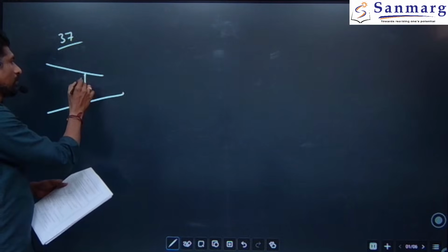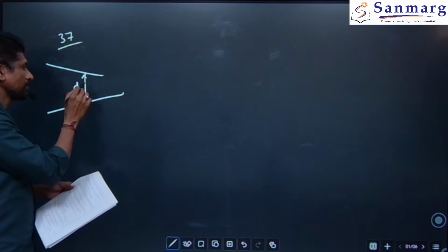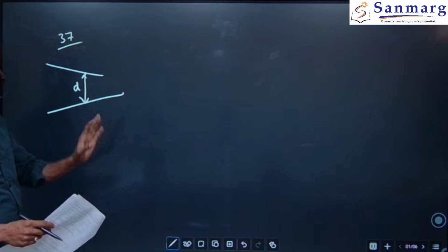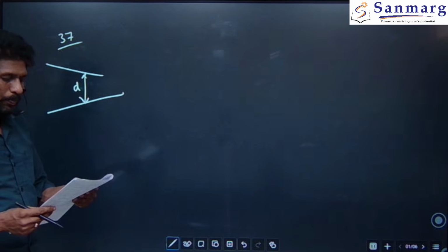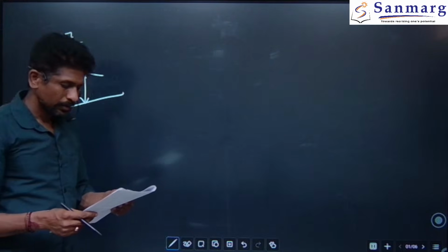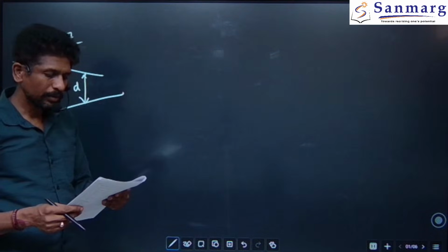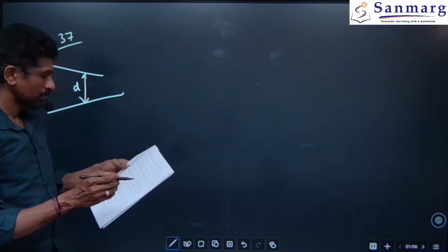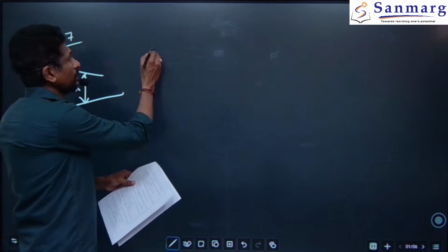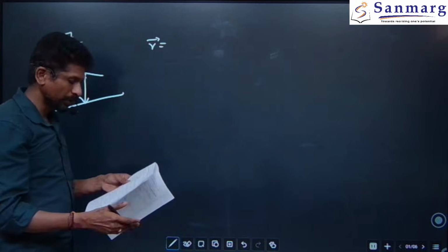If it is two lines, the distance becomes D now. The distance between two skew lines is different, and the distance between two parallel lines is different. But by the equation of the line we can consider the formula now. Here they are given the equation of the line.